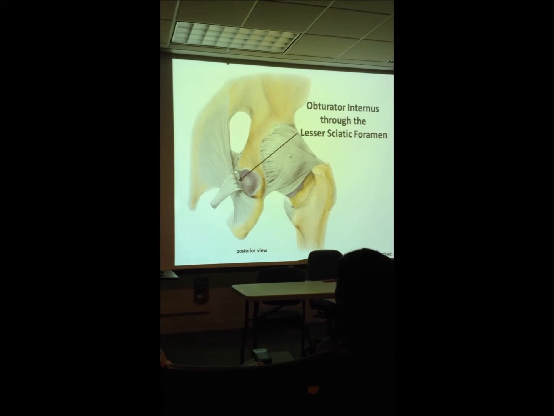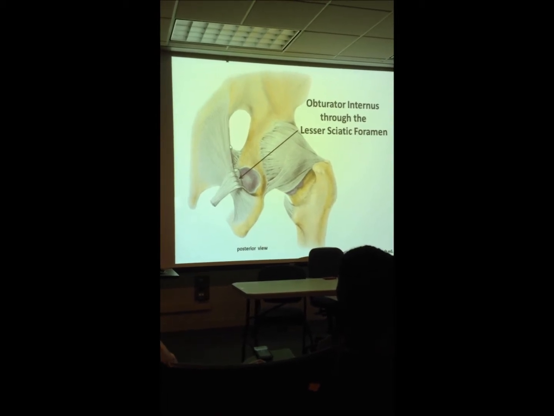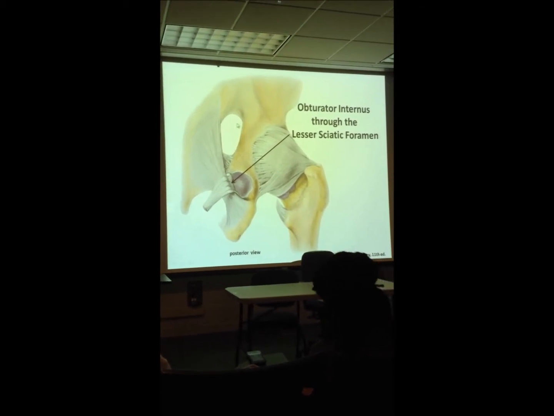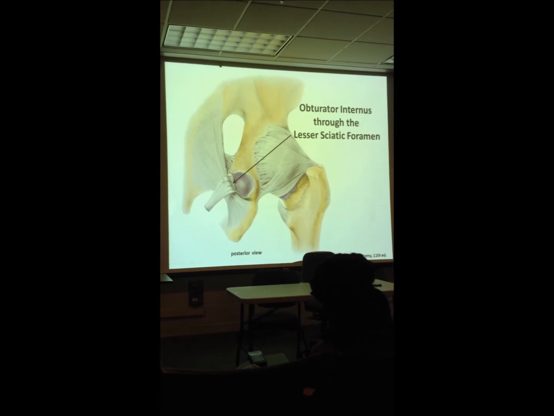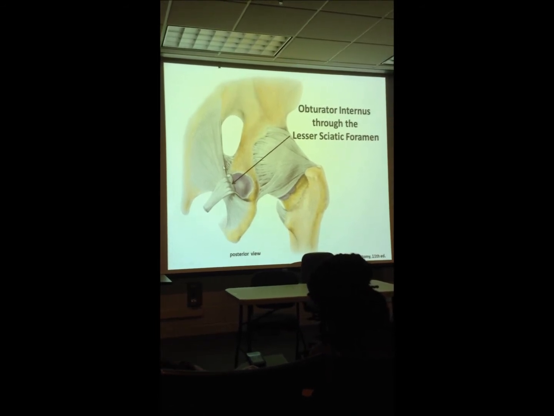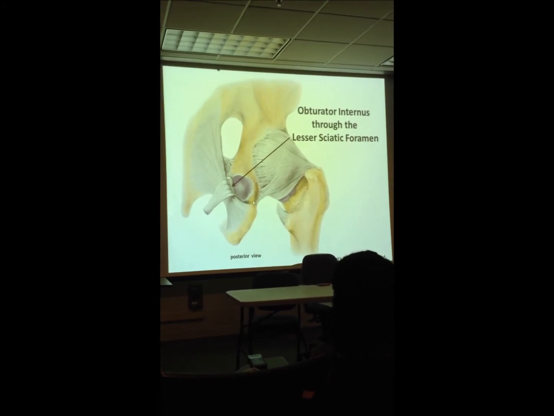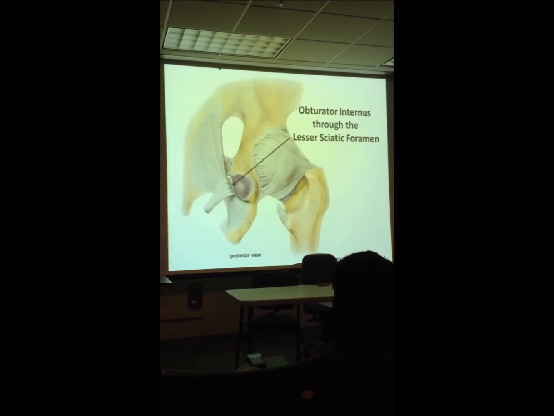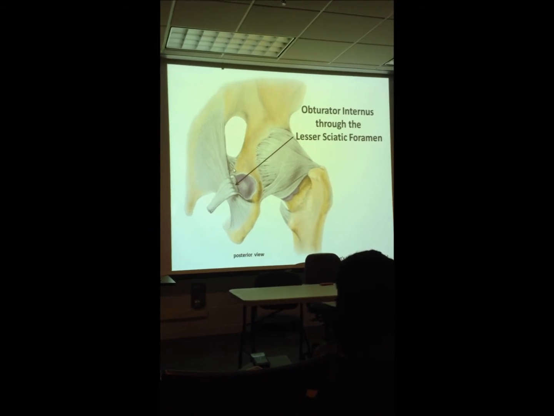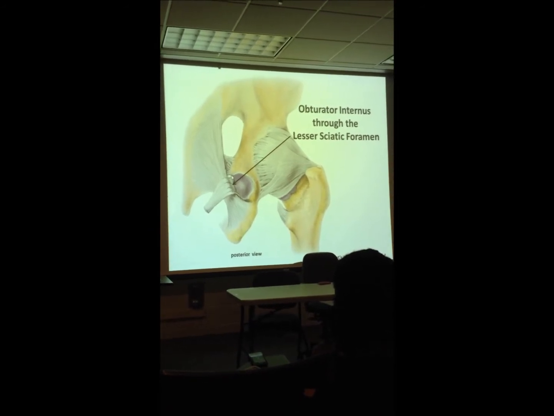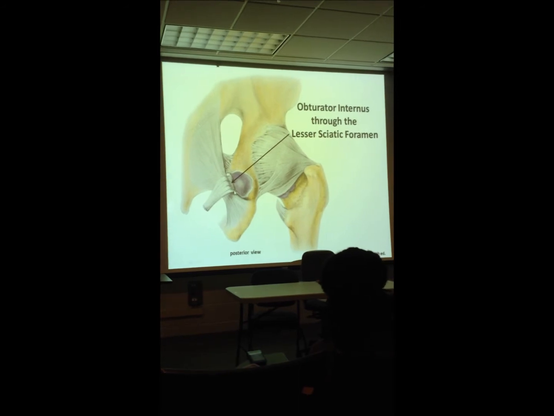Okay, here we have the greater sciatic foramen here, okay? There's the sacrotuberous ligament there. Here's the sacrospinous ligament there, because this is the ischial tuberosity down here. This is the ischial spine there. This is the lesser sciatic foramen right here, okay?